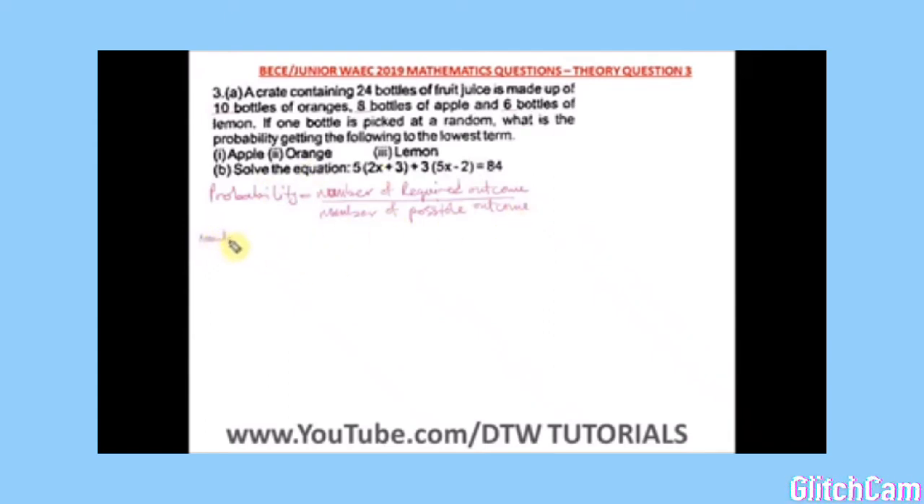The number of possible outcome is equal to the total bottles of fruit juice. Number of possible outcome is equal to what? 24. All right, then how many bottles of oranges do we have? You say oranges is equal to what? 10 bottles. Apple is equal to what? 8 bottles. Possible 24 what? Bottles. Let's write bottles in front.